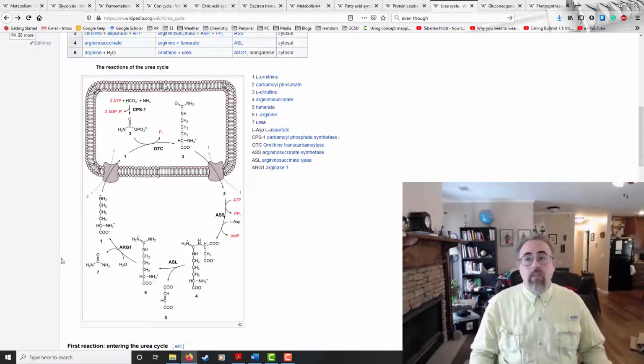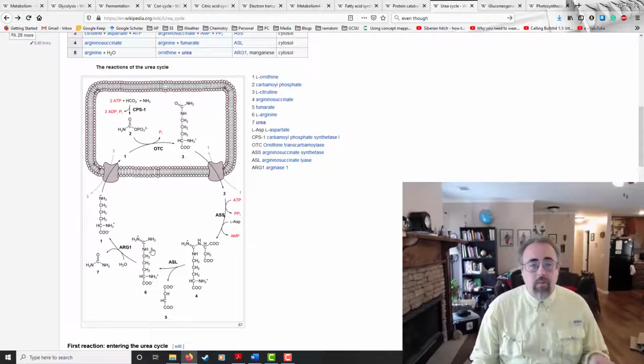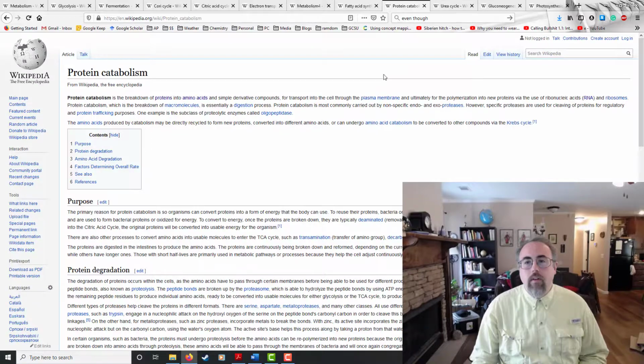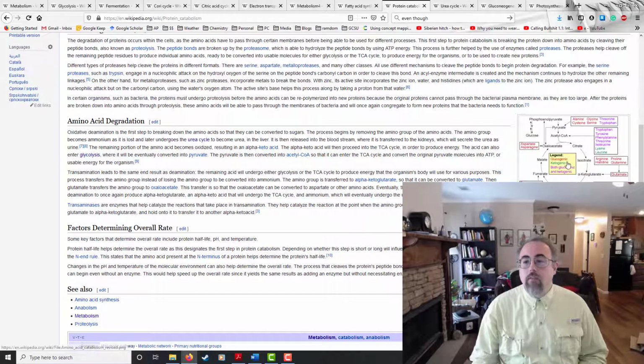Now, of course, we have the nitrogen dealt with. What about those carbon backbones? That's where the energy is going to be. At this point, we're not getting energy. We're using some energy, actually. So let's talk about those backbones.